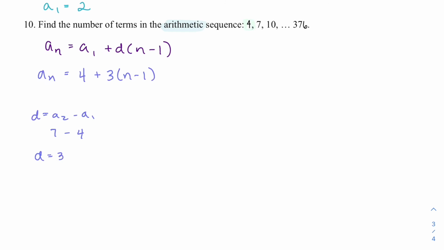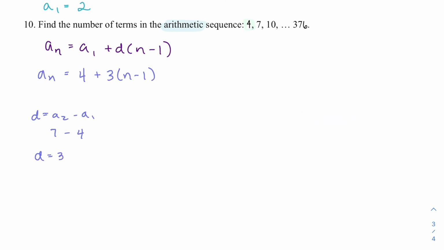I'm looking for the number of terms in this sequence. The number of terms is determined by the position of the term 376, right? If 376 is the 80th term, then there are 80 terms total. If I have a list of things, and the last thing on the list is the 10th thing, that means there were 9 before it and I have 10 items total. The position of the last thing is also the number of things that we have.